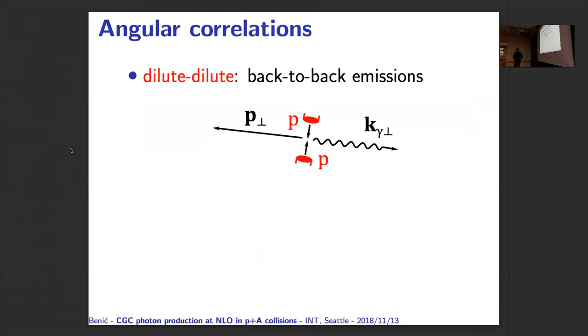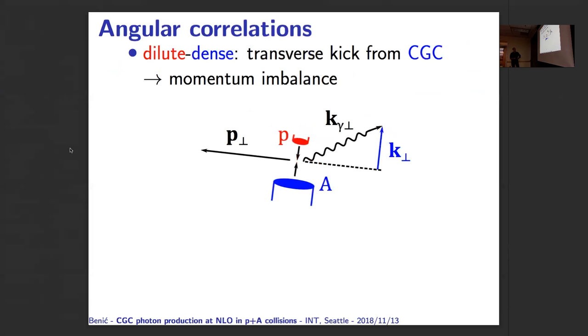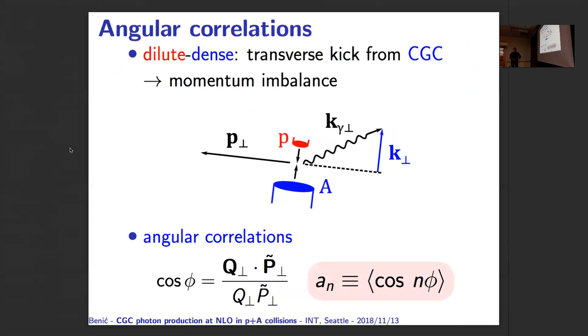To motivate this a bit more, in dilute-dilute collisions, where the transverse momentum kT transferred from both the projectile and the target is small, at least to leading order, you have back-to-back emissions. Then when you turn on some finite density in the target, you get a transverse kick from the CGC, and this brings in momentum imbalance. So we are motivated to explore near back-to-back kinematics and see how it's sensitive to saturation. What we will be looking at more precisely are the angular correlations, but not in terms of the original variables of the photon and the jet momenta, but in terms of these momenta Q and P tilde, and especially we want to calculate the angular harmonics related to these correlations.